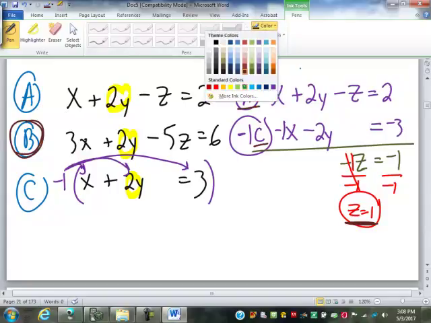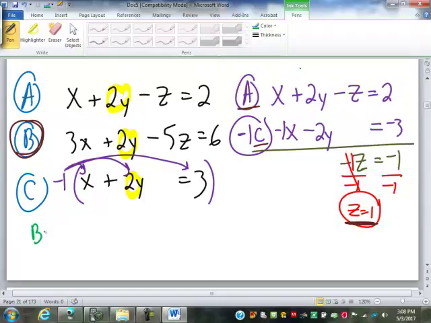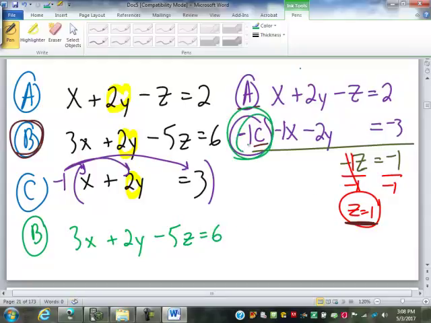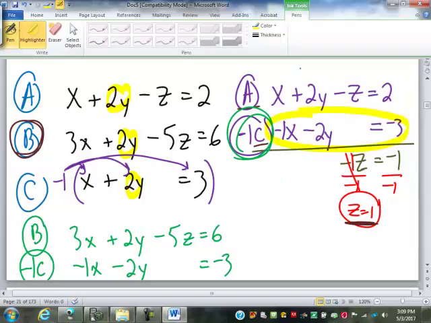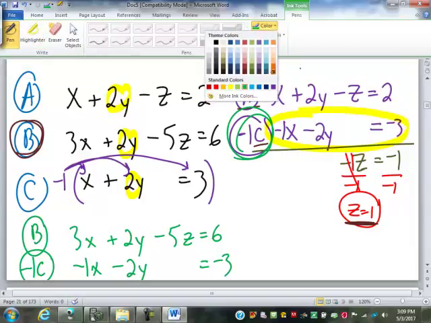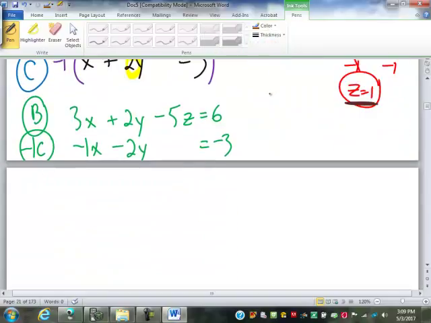So I'm going to use equation B: 3x plus 2y minus 5z equals 6. Then I'm going to use this equation here, the negative 1 times C that I used before. So that is a negative 1x minus 2y, there is no z, equals negative 3. So I just recopied this from up here. So now let's add the two equations together.